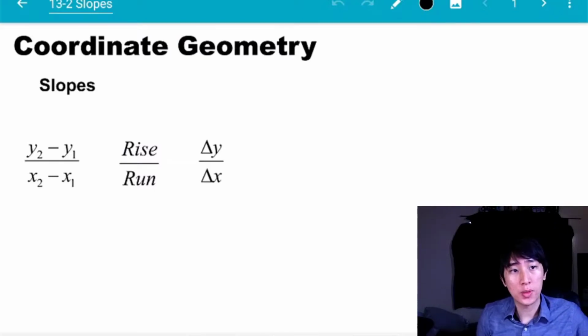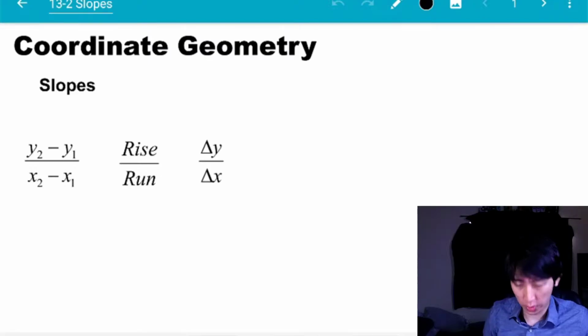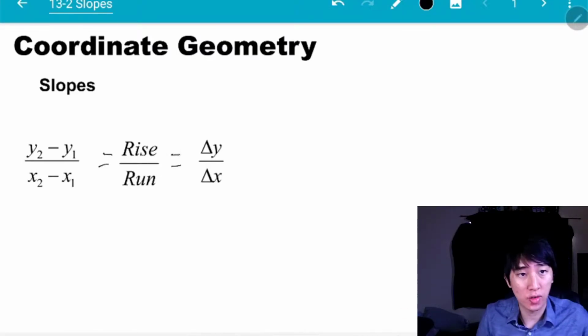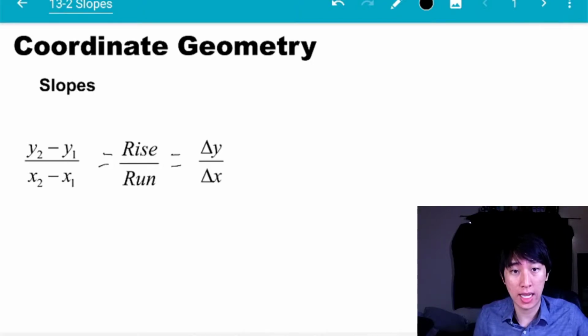So here's what we have. When we're doing slopes, we have y2 minus y1 over x2 minus x1. This is your common slope formula. Another way that you call it is rise over run. And then you have this last formula over here, which isn't used too much, but if you're going into upper math, it's nice to be familiar with it. This is pronounced delta y over delta x.